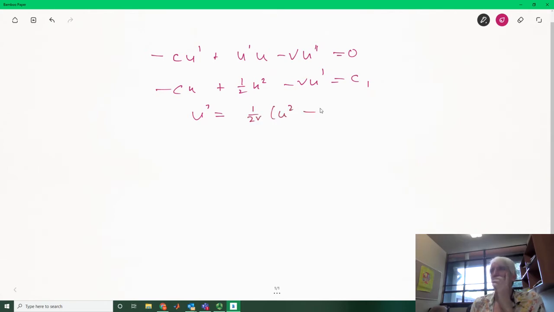U squared minus 2c u minus 2c1, these are nonlinear equations. But let's have a look at this. So what are we going to do? We're going to do three things. We're going to find the travelling wave solution.